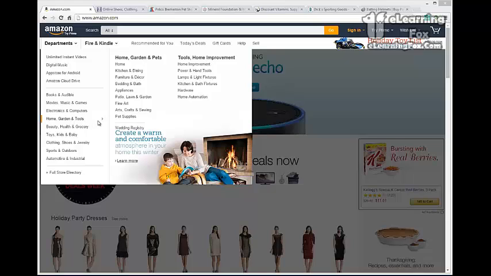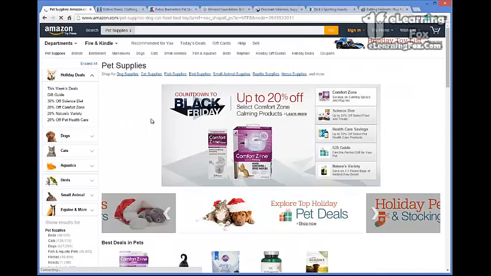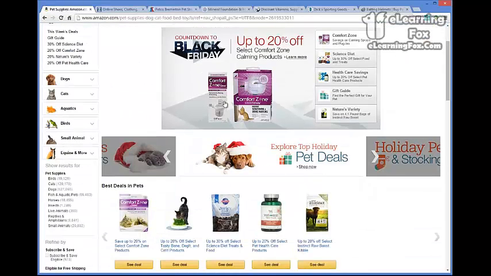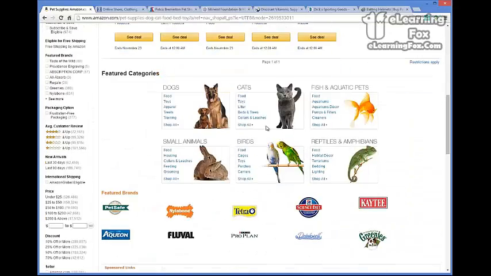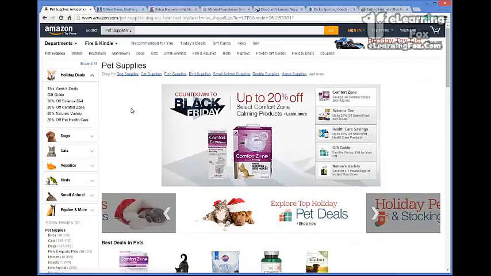So let's go here to home and garden, and then let's scroll on down. Notice they've got pet supplies, kitchen, furniture and decor, appliances, and I'm going to just click on pet supplies here, and you can see all the different types of products that they are carrying related to pets and animals.